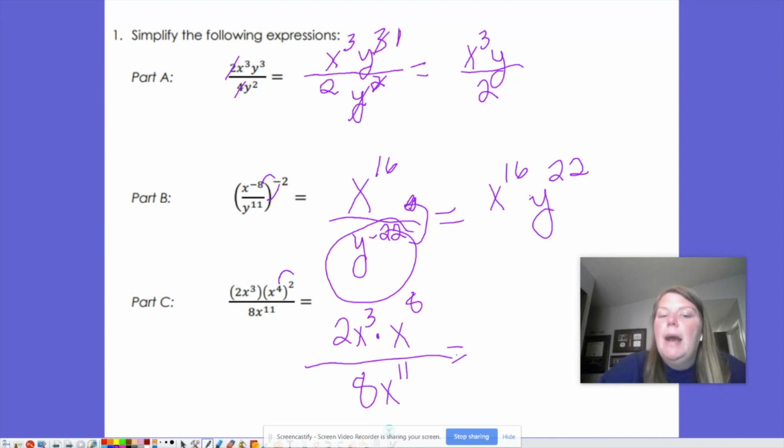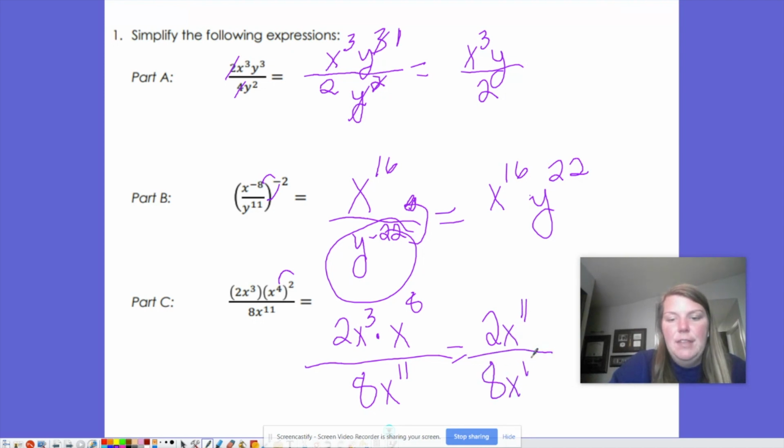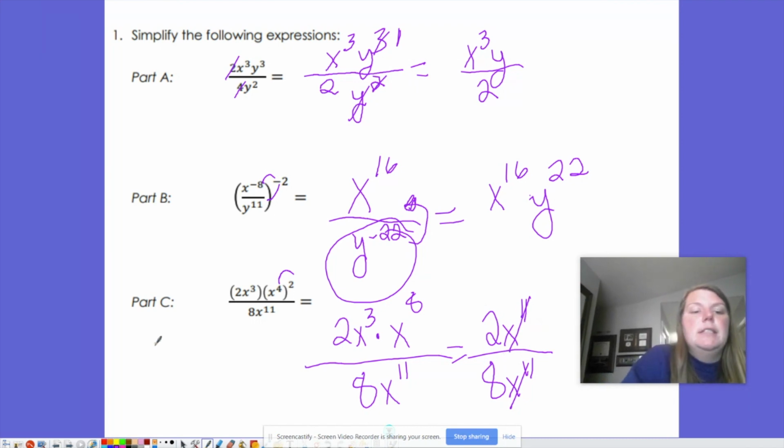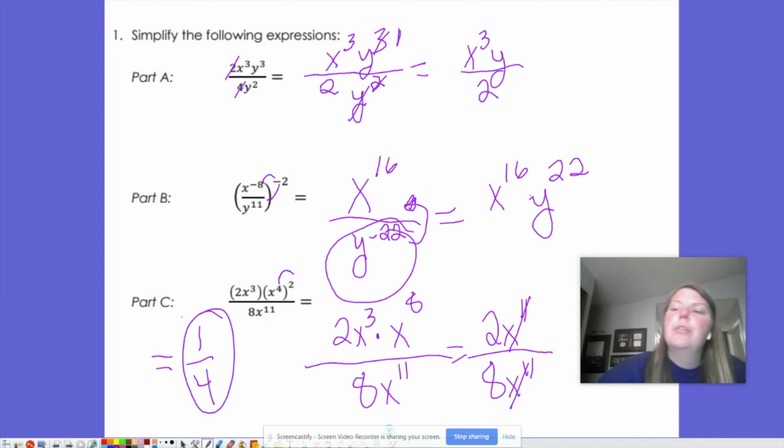And what we could do now is add these 2 exponents, x to the 3rd and x to the 8th, because remember when you multiply things with exponents, you add them. So that would give us 2x to the 11th over 8x to the 11th. And you'll notice we have an x to the 11th in the numerator and the denominator. So those could divide and equal 1. And then we could simplify this 2/8, and that final answer would simplify to just 1/4.